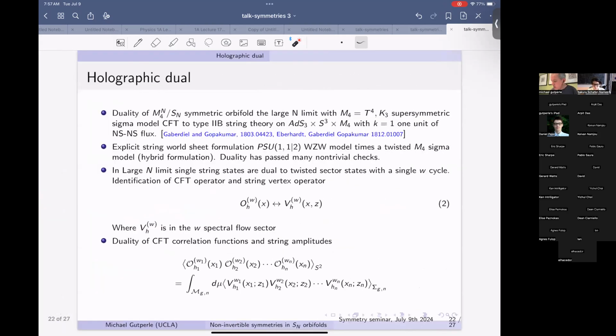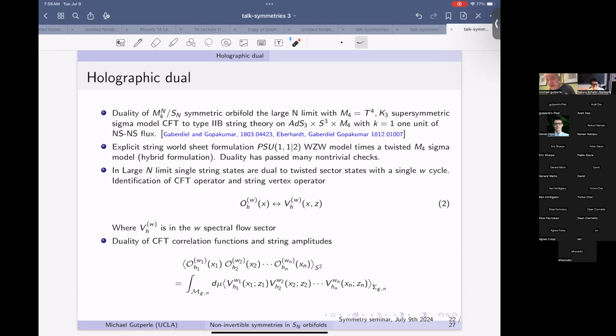Okay, so the last topic I wanted to talk about is a proposal for the holographic dual of these defects. Let me remind you that there is a proposal for an exact duality of the symmetric orbifold, at the symmetric orbifold point, when the seed CFT is T4 or K3, a supersymmetric sigma model. Going back to the work of Gaberdiel, Kirsch, Eberhardt and many other people, and I apologize about the references, there is a dual where we have type IIB string theory on AdS3 times S3 times T4 with one unit of NS flux.